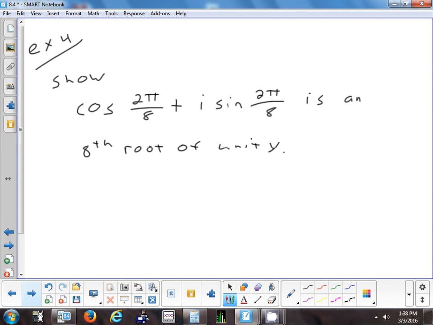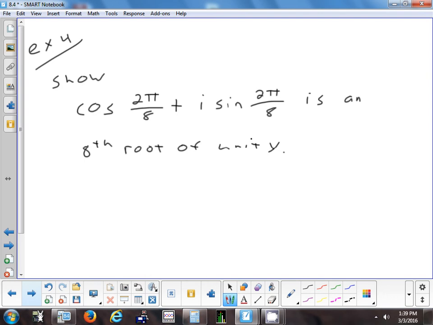All right. Okay, next one, I want to show that this is an 8th root of 1. It's kind of like if I said to you, prove to me that 5 is the square root of 25. How could you prove that to me? Square 5 and hope that you get what I started with, 25.